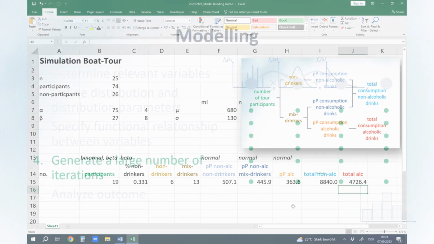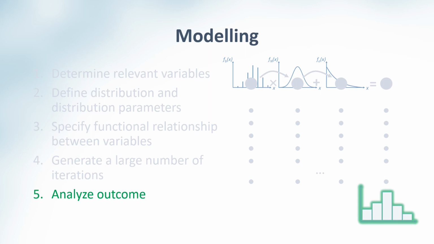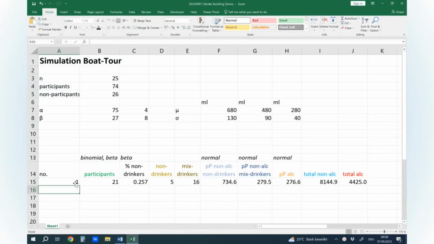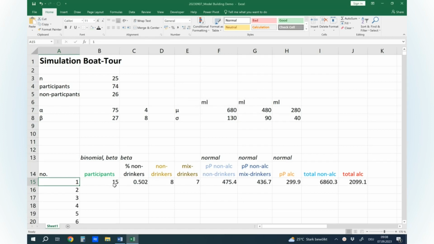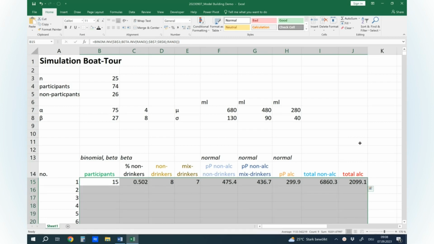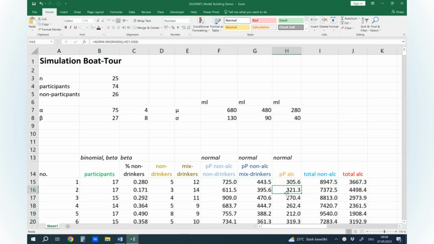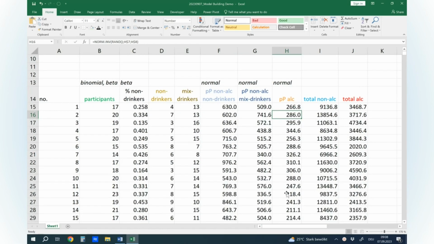Finally, I will generate a large number of iterations of that calculation and analyze the outcome. So let's do maybe 100,000 iterations. And I am ready to analyze.